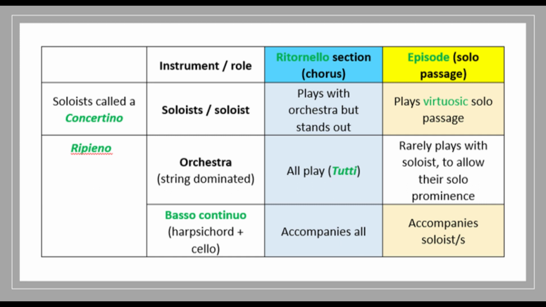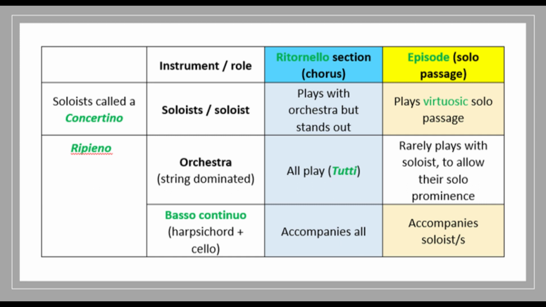And as you can see on the video screen, you have got a grid outlining how all these different parts and sections correspond to one another. So you have got your blue column, which is your Ritornello section, and then you've got your yellow column, which is your episode section, where you have your solo passages, and those alternate, as we discussed earlier in the video. The green words are the specific terms that I need you to really focus on, and you need to know all of these off by heart and what they mean.